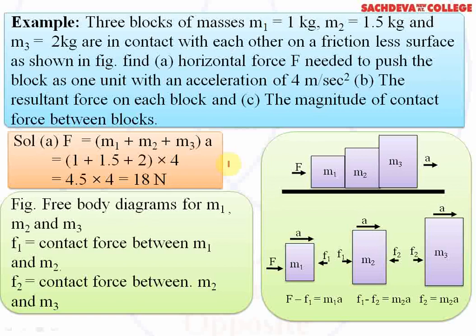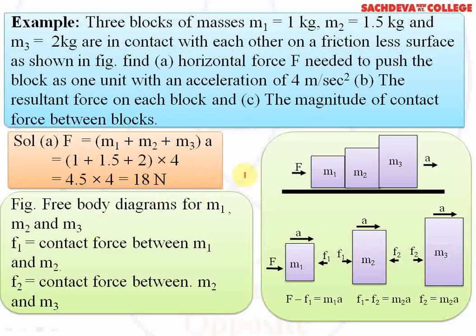By computing the value, the net value will become 18 newtons. So force is m1 plus m2 plus m3 multiplied by a. We have applied the second law of motion and the result according to the question comes as 18 newtons. Now, in another figure, we find the free body diagrams of M1, M2 and M3. The first figure is the free body diagram for M1, the second one is for M2, and the third one is for M3.